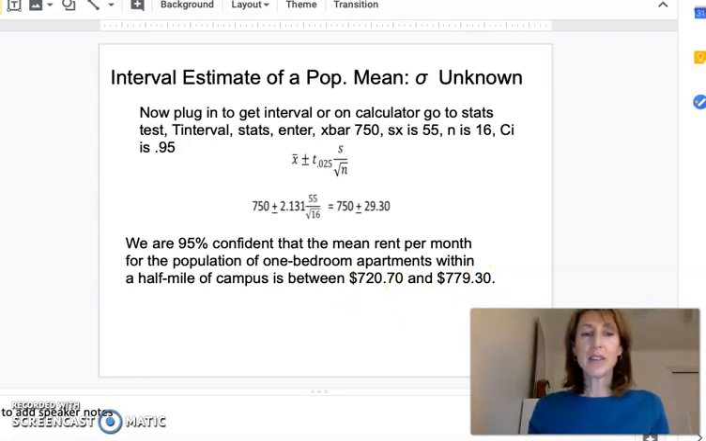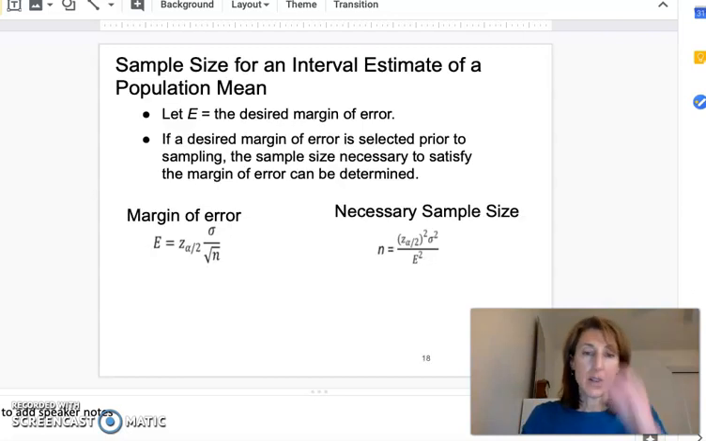Okay, I highly recommend doing it. Same process that we used before, just make sure you do it as an interval test.